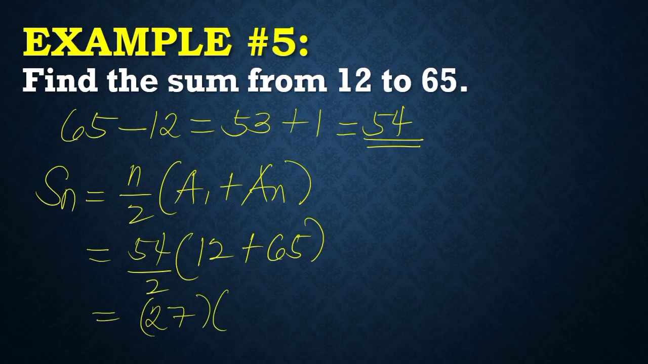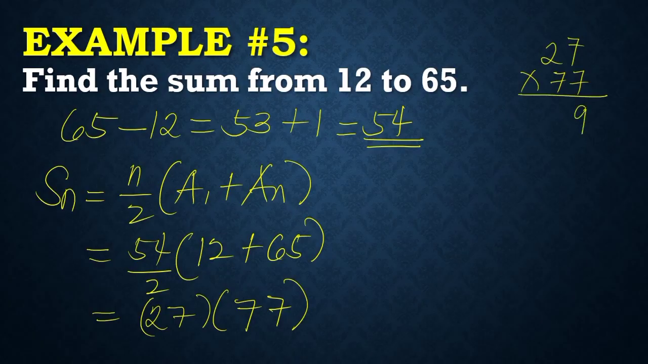12 plus 65, that is 77. Now, let's multiply 27 times 77. Okay, 7 times 7, that is 49. Carry 4, 2 times 7, 14 plus 4, 18, 9. So, since 7 din yung isa, 189 lang din.